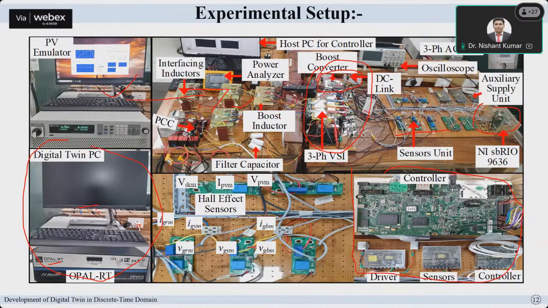So this OpenRT and this hardware platform are about 2 meters apart, and both are linked through the optical cable. Through the cable, all the sensor information is passing from this side to the OpenLT platform.